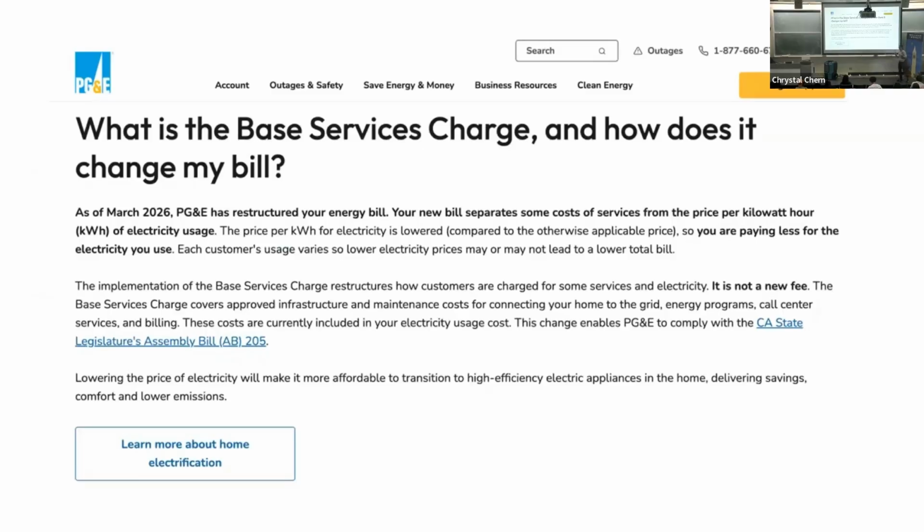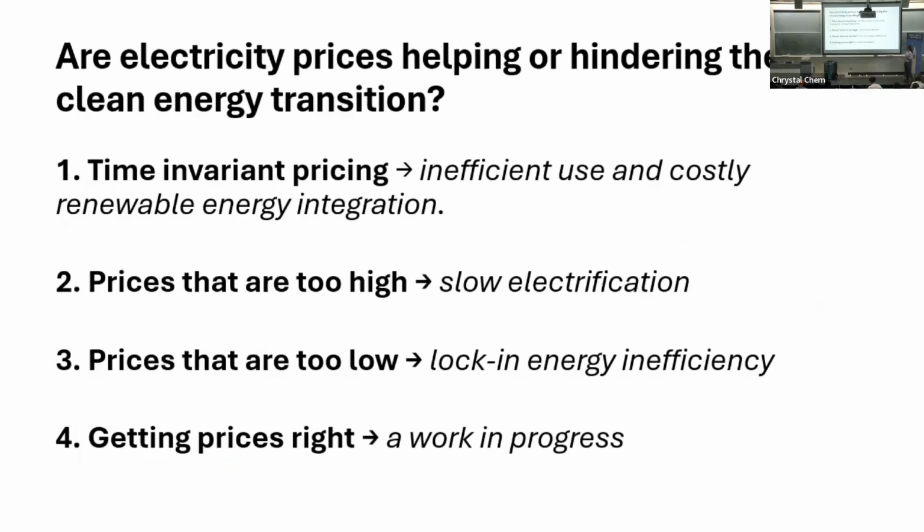Is this a perfect solution? Probably not. Is it moving us in the right direction? I would say yes. Have we gotten hate mail about this? Absolutely. So I would love to hear from you, your concerns, because this is a work in progress. But I think it's the direction we need to be heading if we're going to be able to recover the cost of climate change mitigation and adaptation more equitably.